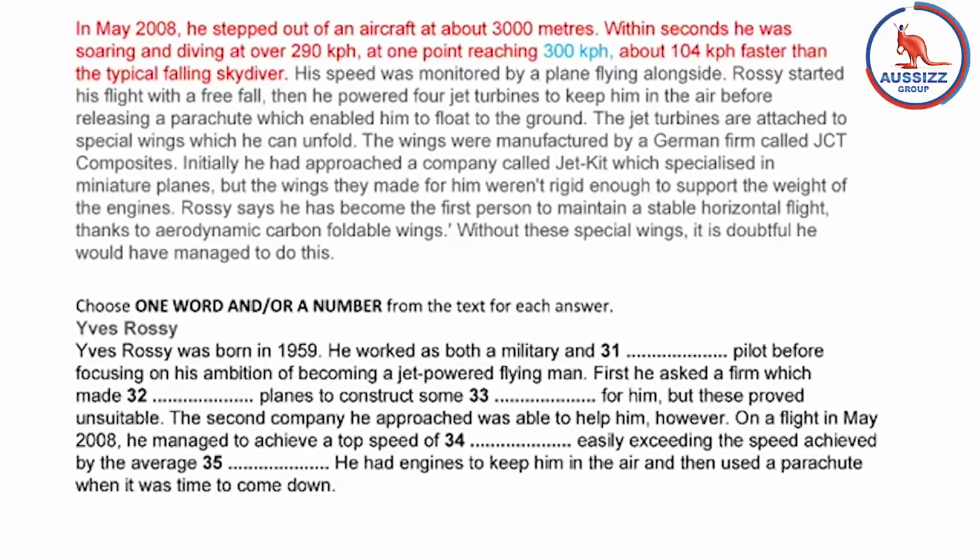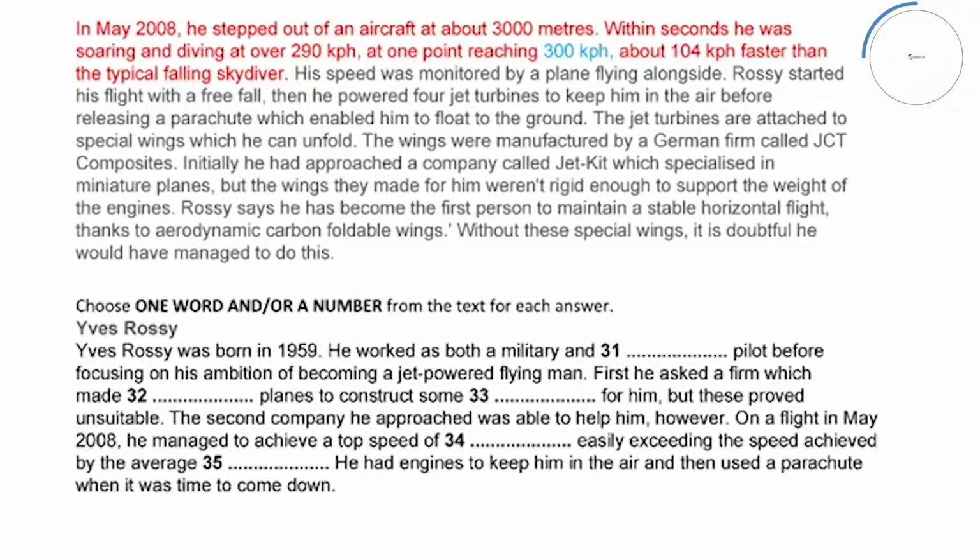The 34th: the second company he approached was able to help him, however, on a flight in May 2008. Now you have to find where in May 2008 is, and you can find this at the start of the paragraph. In May 2008 he managed to achieve a top speed, easily exceeding the speed achieved by the average dash. Now he achieved a top speed of, now we want something, because my instruction is one word and/or a number, so I can write a number also with the word.